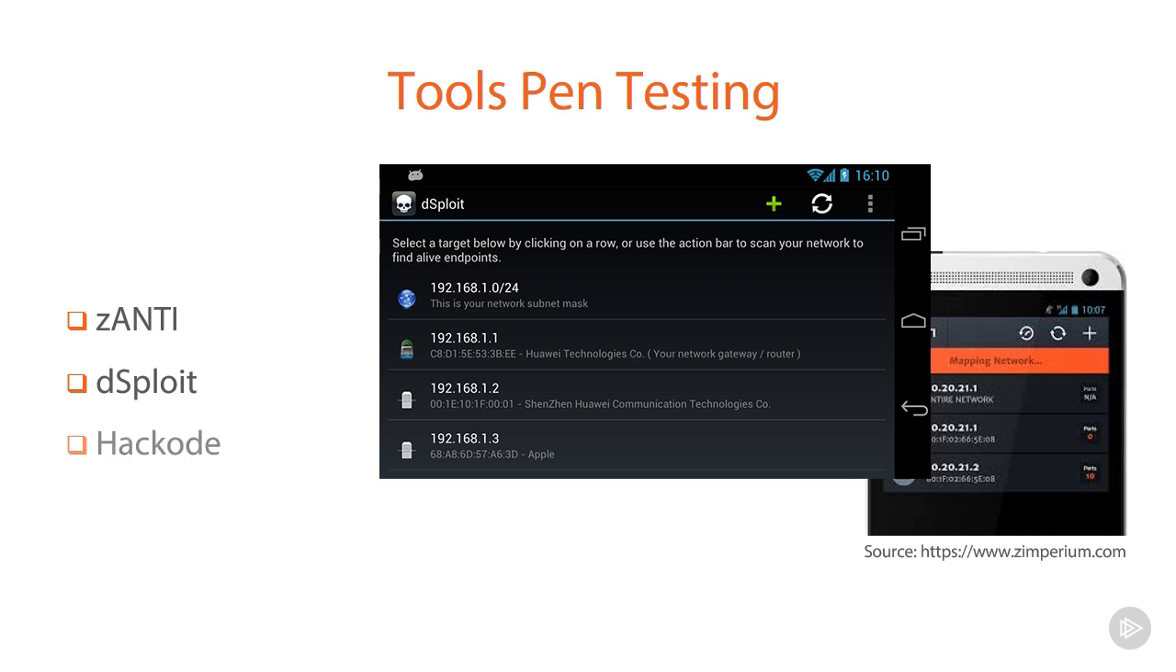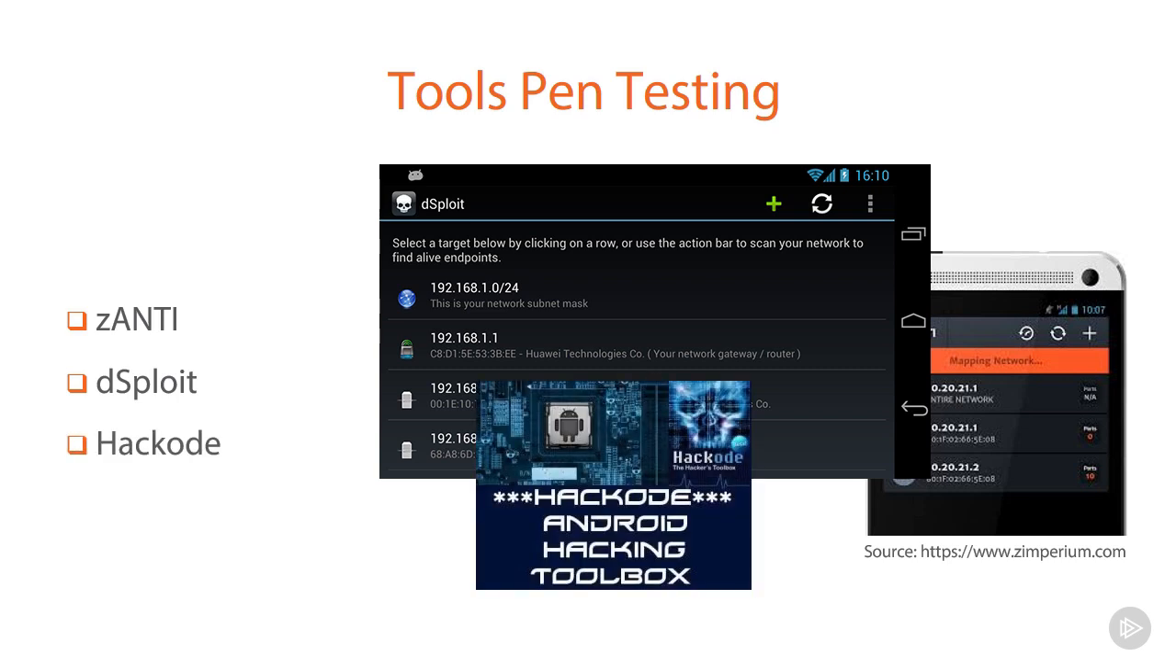There's also another one out there called Hackode. This particular one is very similar to dSploit, except it's got some additional tools built into it, like Google hacking capabilities. They've got a security feed so you can keep up to date with the latest and greatest security news. Hopefully it doesn't start with the name of your company got hacked.